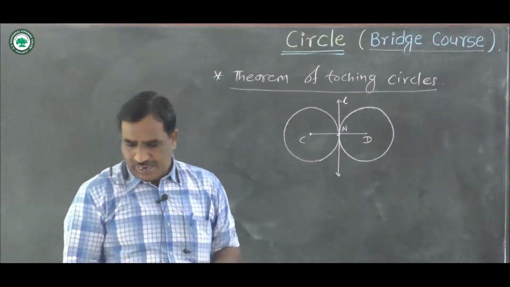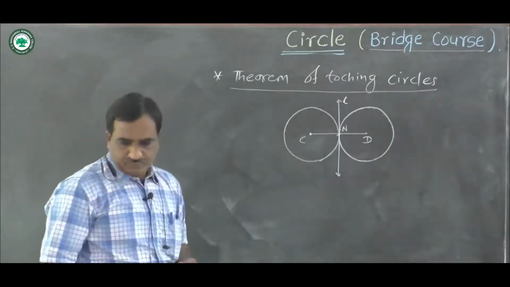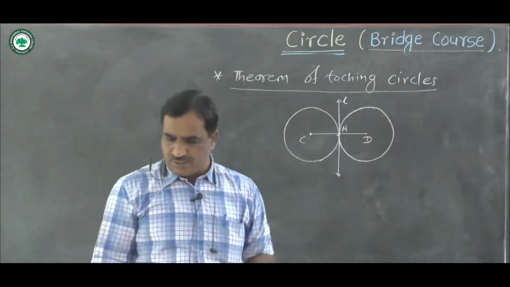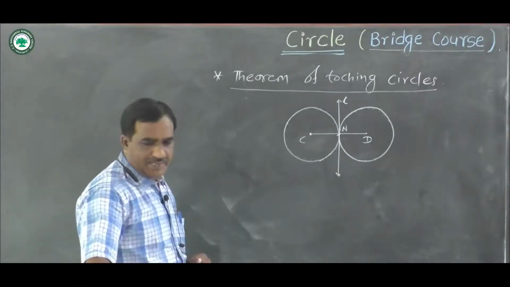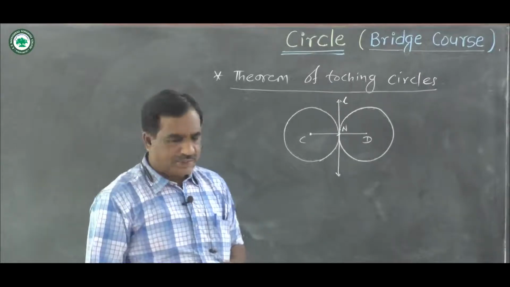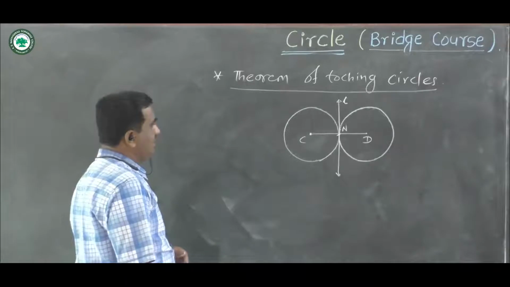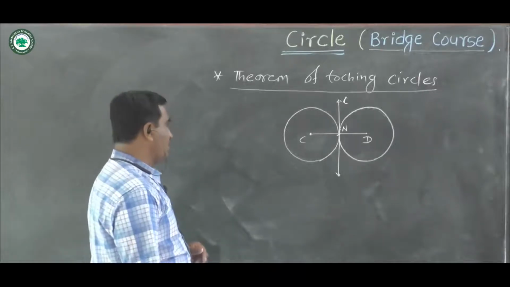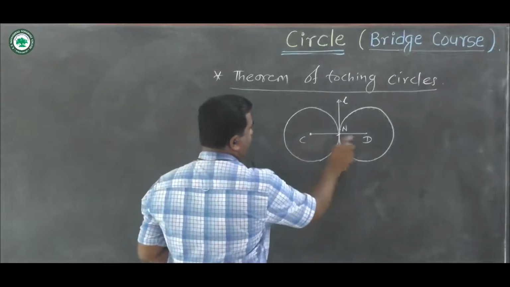And next, if the circles touch each other externally, the distance between their centers is equal to the sum of the radii. And the next point is, if two circles touch each other, their point of contact lies on the line which joins the centers of the circles, segment CD.